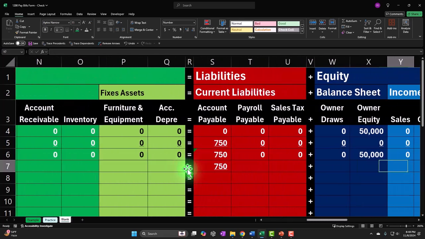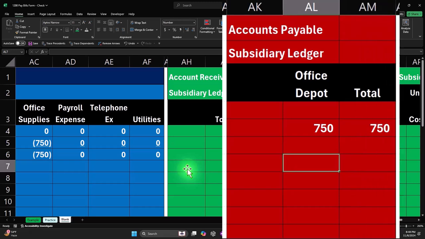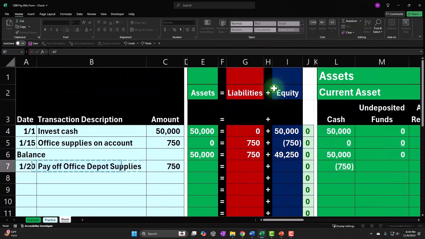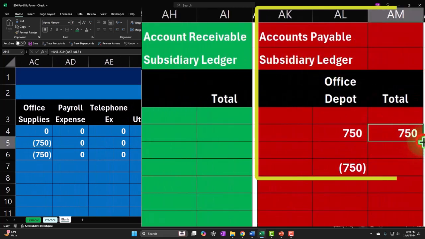And then the subledger over here for the accounts payable is also going to go down. So this is not like a third account that's being impacted. Remember that the accounts payable subledger is just more information, more detail about the general ledger account of accounts payable. So it's going to go down, so negative 750. And that means that if I copy this formula down, it goes back down to zero.